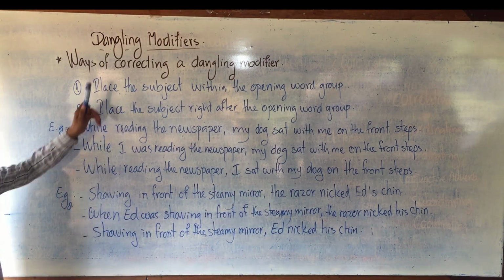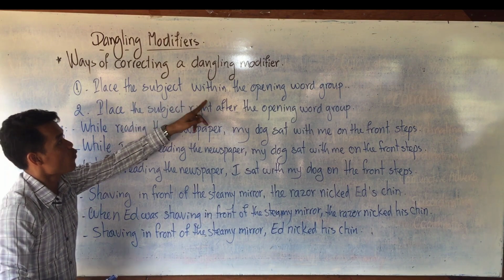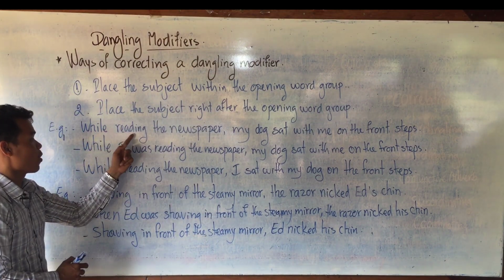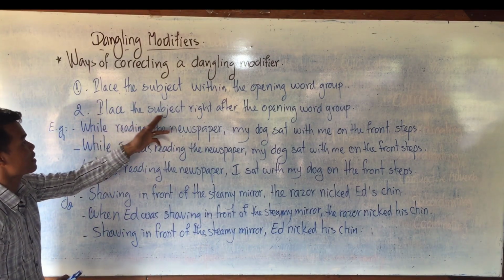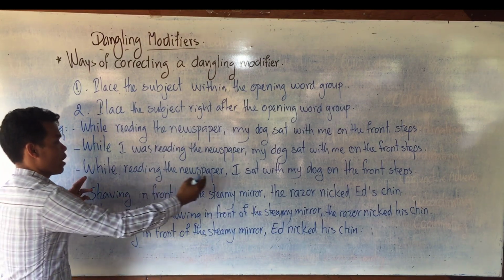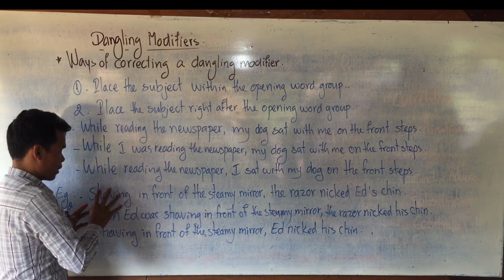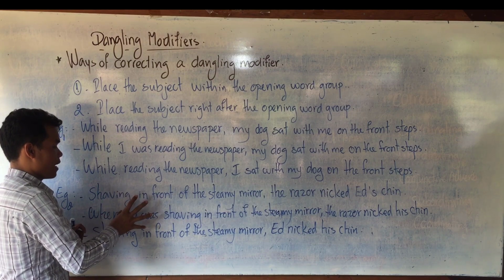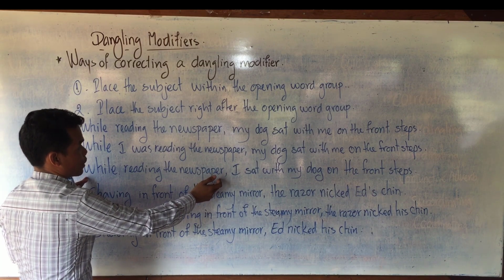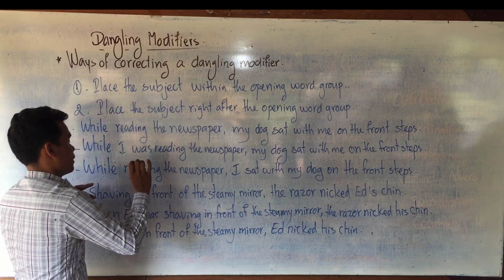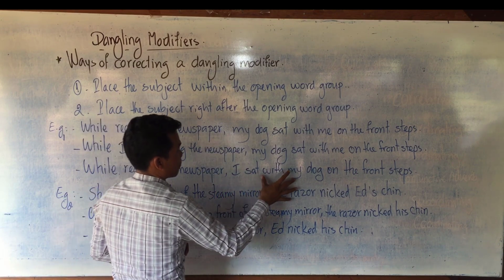Okay, so again, dangling modifier, a way of correcting a dangling modifier, we have two ways. One is to place the subject within the opening word group, like the example. You only place the subject and then everything is the same. The second one, place the subject right after the opening word group. So the opening word group here, in this one, is called adverbial clause dangling, and the second one is called present participle dangling. So no need to write anything on the opening word group or adverbial dangling, but you only place the subject in the main clause like this.